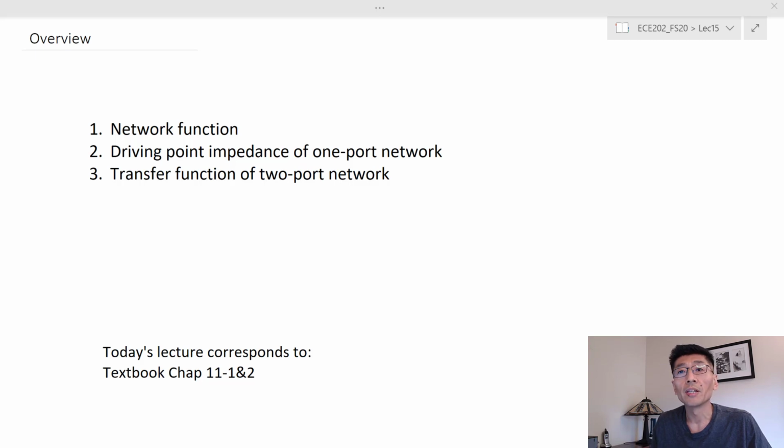Instead of going into the details of the system, we're trying to characterize the system from the input or output perspective. Okay, so there are three topics. First, we're going to start with the concept of network function, and then we're going to look at two important types of network functions, for one-port and for two-port networks. So let's start with the network function concept.